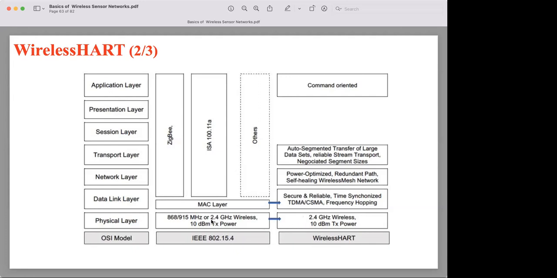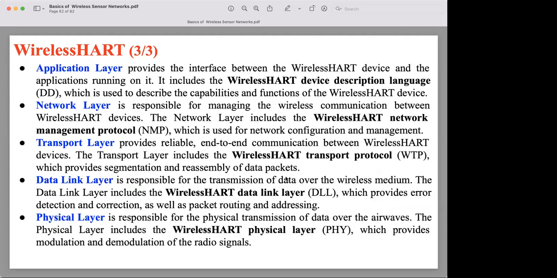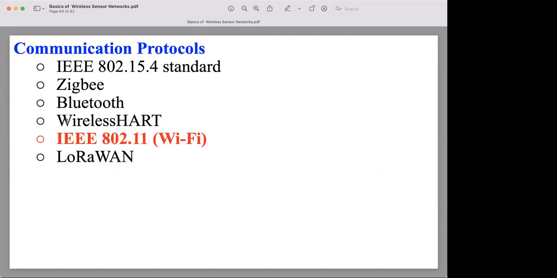They also use 2.4 gigahertz transmission. Then secure reliability comes into the picture, power optimization at the network layer, and auto segmentation and other things at the network layer and upper layers. So this is about the wireless communication protocol.